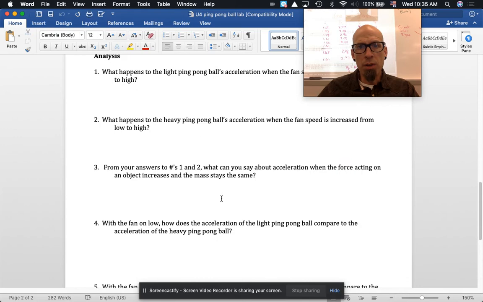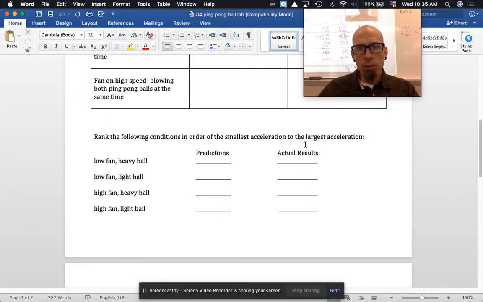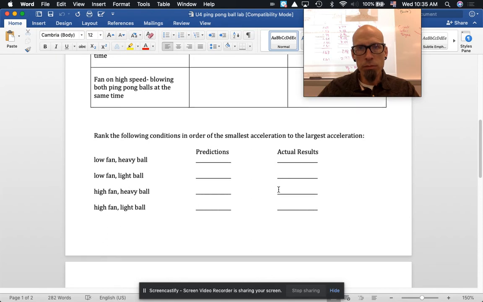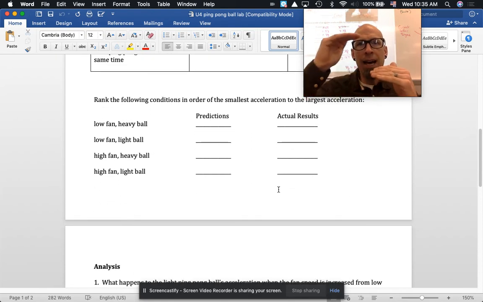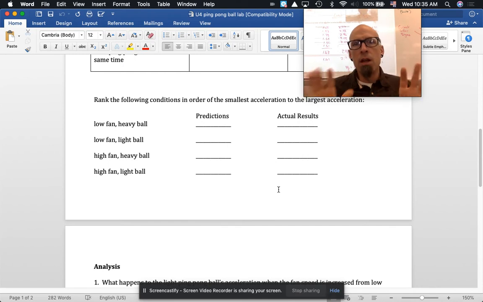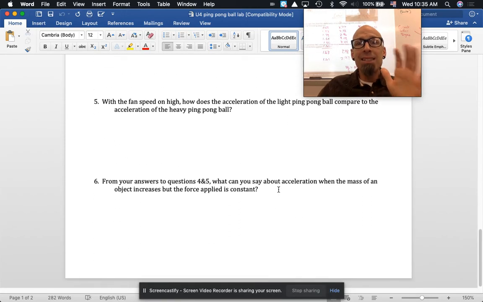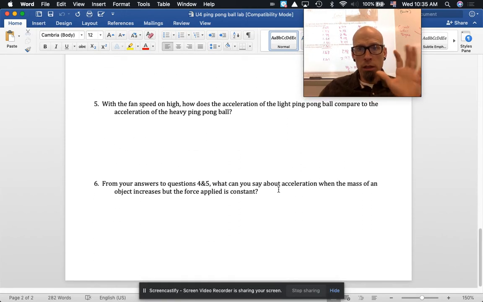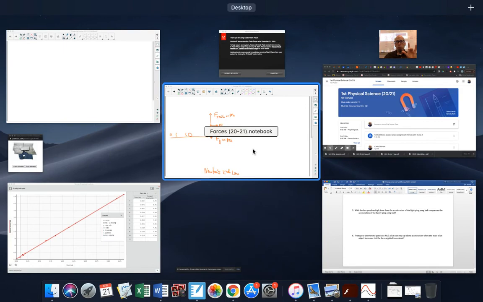That's what our predictions are, or the actual results. That's what it told us. The more mass of the object, the less it will accelerate. The harder the push, the more it will accelerate. That leads us to a conclusion that, this is what's called Newton's second law.